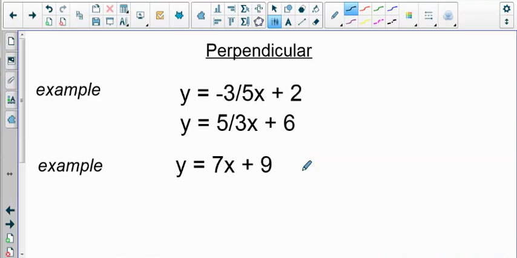Okay, so let's let you do an example. y equals 7x plus 9. Go ahead and make an equation of a line that is perpendicular to y equals 7x plus 9. And go ahead and pause the video.